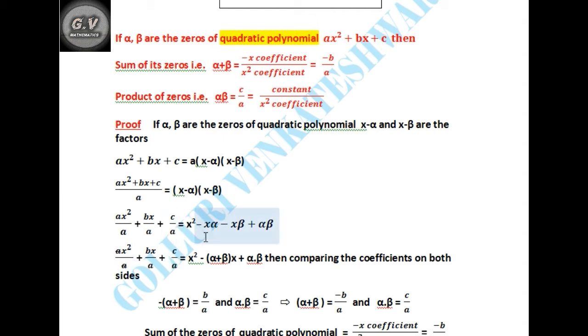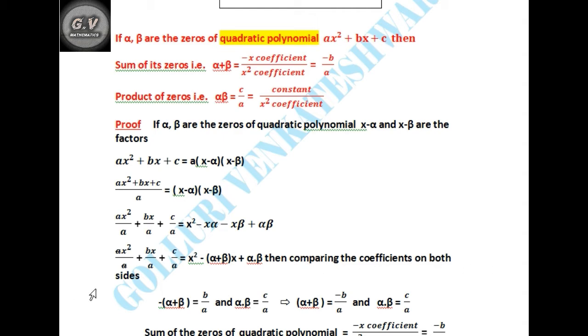Here, from the middle two terms, minus x is taken common. What are the remaining terms? Alpha plus beta. Minus of alpha plus beta into x, plus alpha beta. Then comparing the coefficients on both sides.